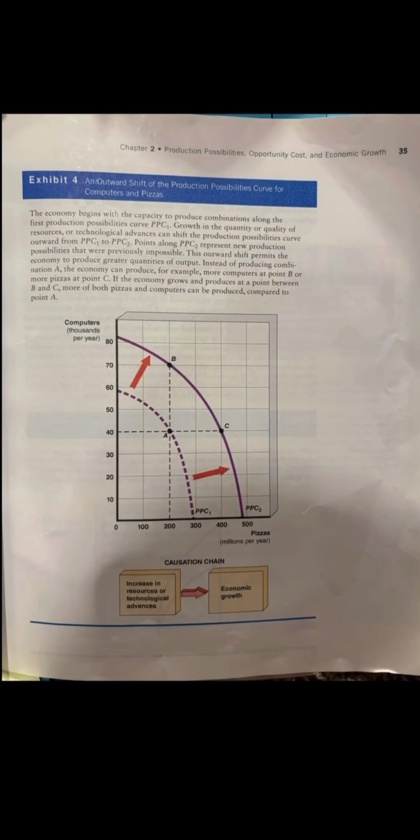Exhibit 4. An outward shift of the production possibilities curve for computers and pizza. The economy begins with the capacity to produce combinations along the first production possibilities curve, PPC 1. Growth in the quantity or quality of resources or technological advances can shift the production possibilities curve outwards from PPC 1 to PPC 2. Points along PPC 2 represent new production possibilities that were previously impossible. This outward shift permits the economy to produce greater quantities of output. Instead of producing combination A, the economy can produce, for example, more computers at point B or more pizzas at point C. If the economy grows and produces at a point between B and C, more pizzas and computers can be produced compared to point A.